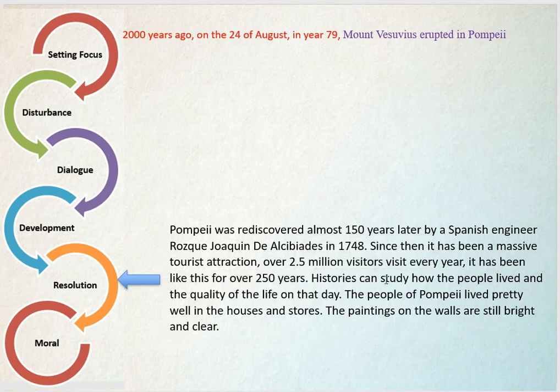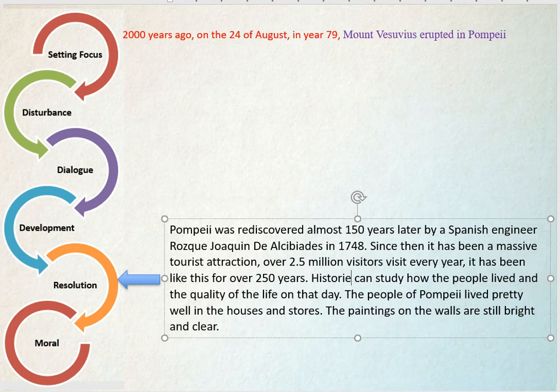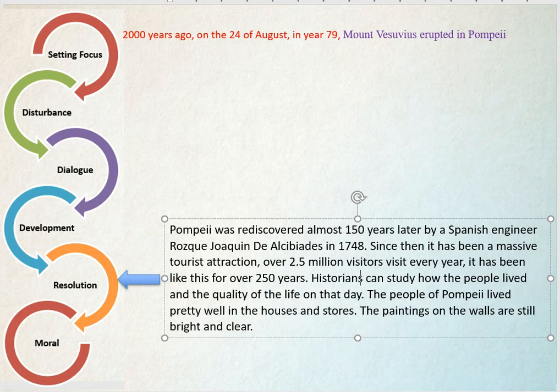Historians can study how the people lived. Histories or historians? I think historians. Someone got some things wrong here. Historians can study how the people lived and the quality of life on that day. The people of Pompeii lived pretty well in the houses and stores. The paintings on the walls are still bright and clear, right?